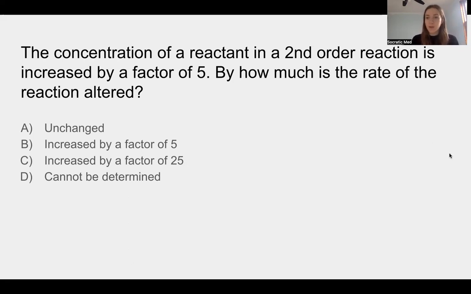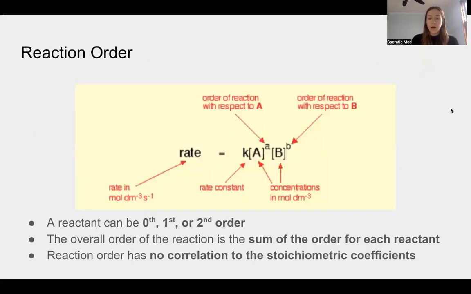All right, assuming you have answered the question, our answer here is C, increased by a factor of 25. So the key to this is knowing that a second order reaction means that that reactant is squared. So if the concentration increases by a factor of 5, you have to square that as well to see how much the rate will be altered. So this shows that pretty well here.